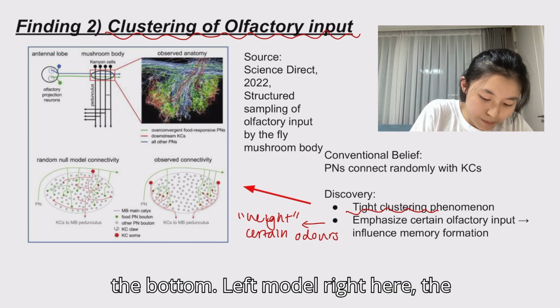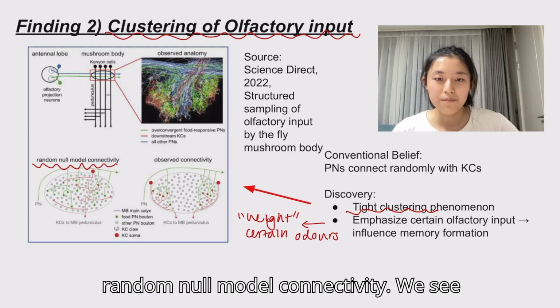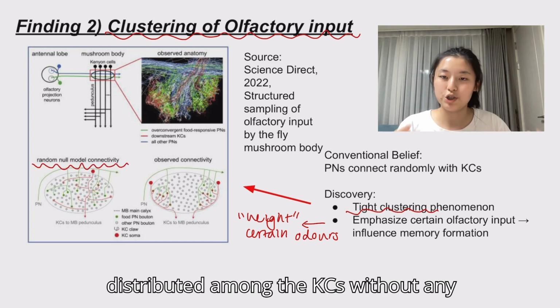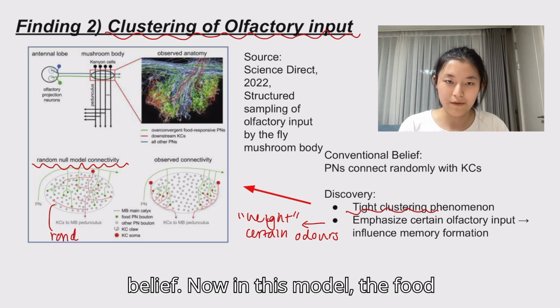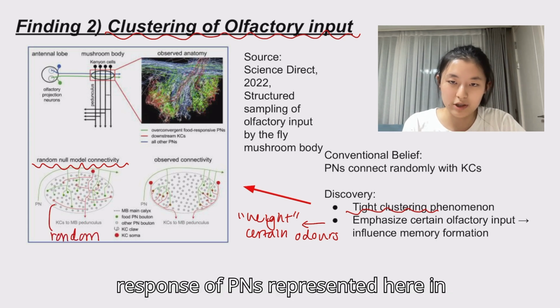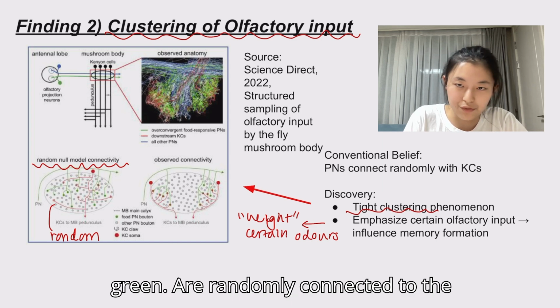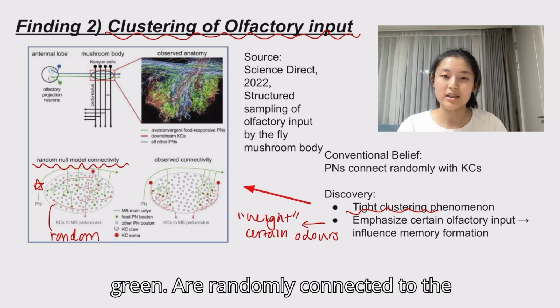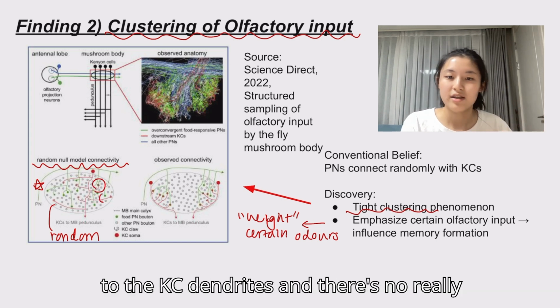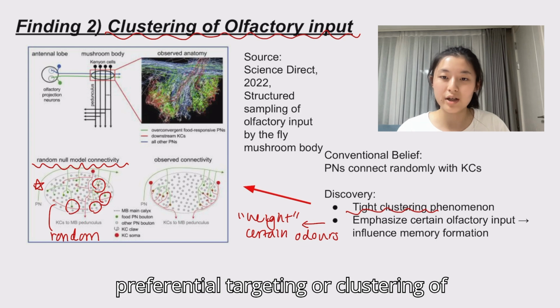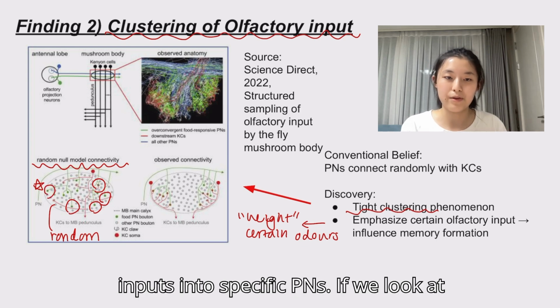If we look at the bottom left model right here, the random null model connectivity, we see that the connections are randomly distributed among the KCs without any specificity, which was the conventional belief. In this model, the food response of PNs, represented here in green, are randomly connected to the P ends, the gray circles, which then connect to the KC dendrites, and there's no really preferential targeting or clustering of inputs into specific P ends.